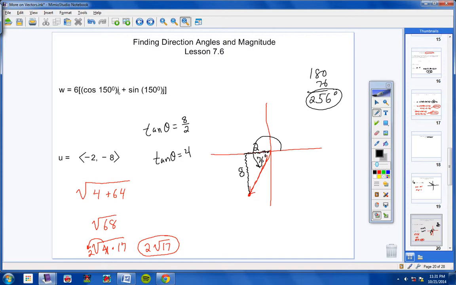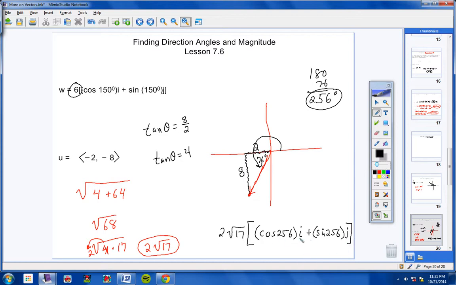However, if I asked you to write it in this form up here, you would simply put the magnitude outside. So 2 square root of 17, and put brackets, and then parentheses, and then cosine of your angle. So cosine of 256, i, then plus sign, then parentheses, sine of 256, j, and then close the bracket, okay?